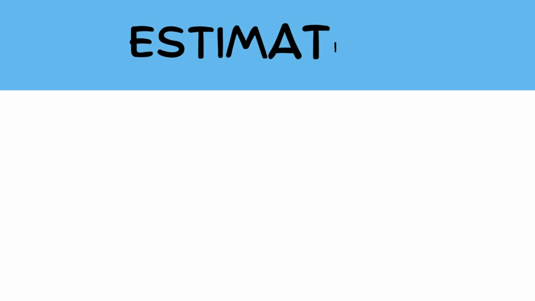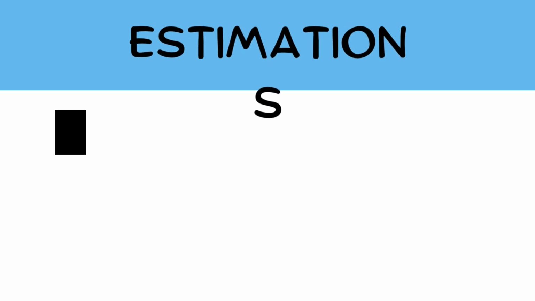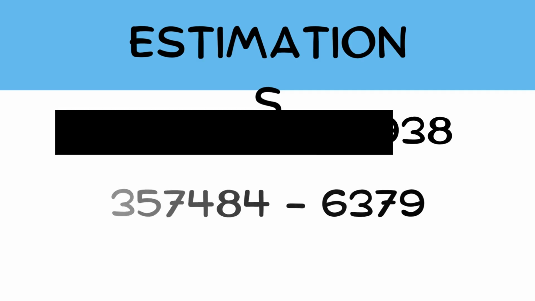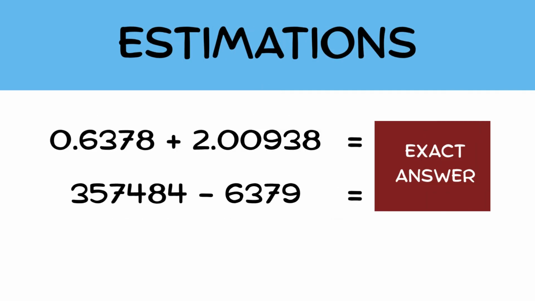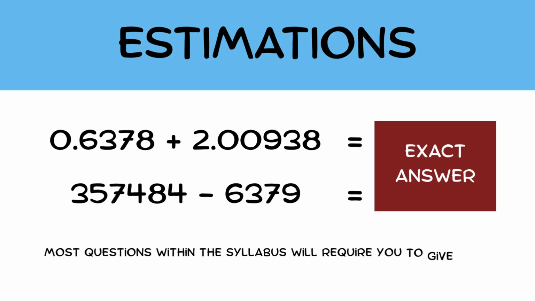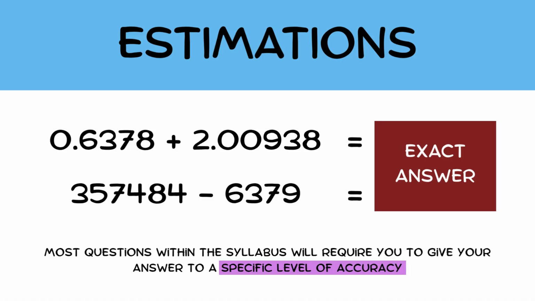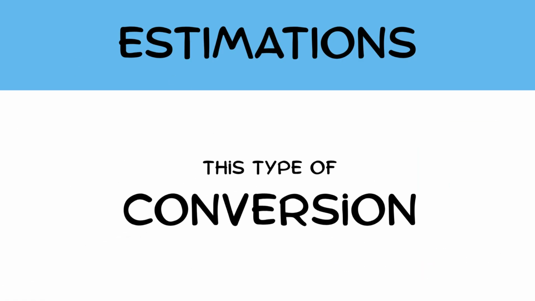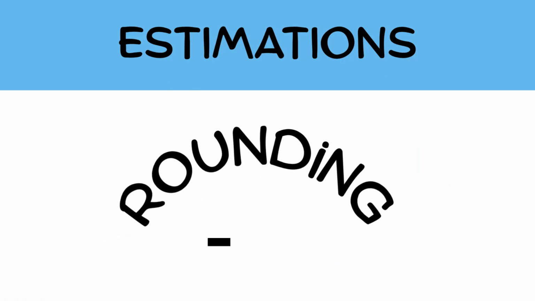In many calculations of mathematics, especially those of decimals and very large numbers, it is very difficult to find the exact answer just by intuition. Instead, most questions will require you to give your answer to a specific level of accuracy. This type of conversion is known as rounding numbers either up or down.